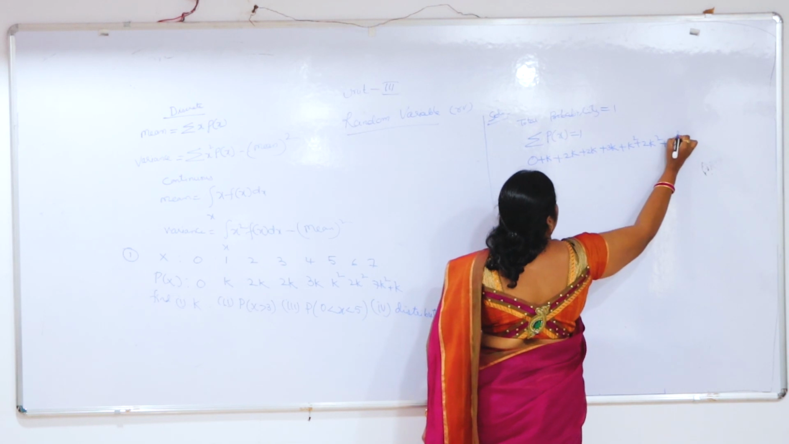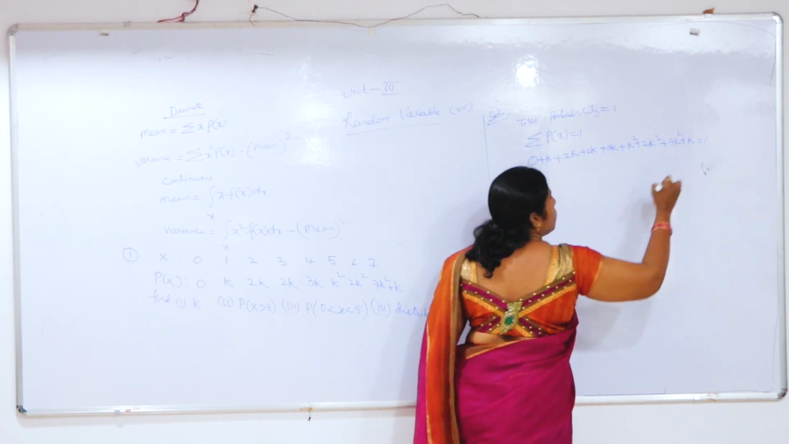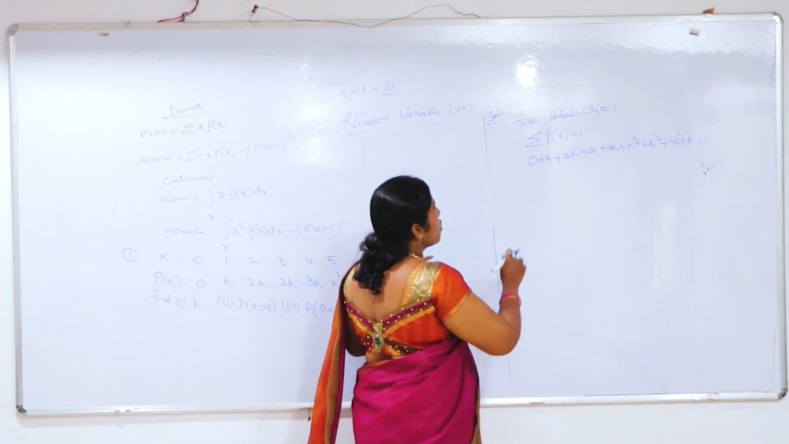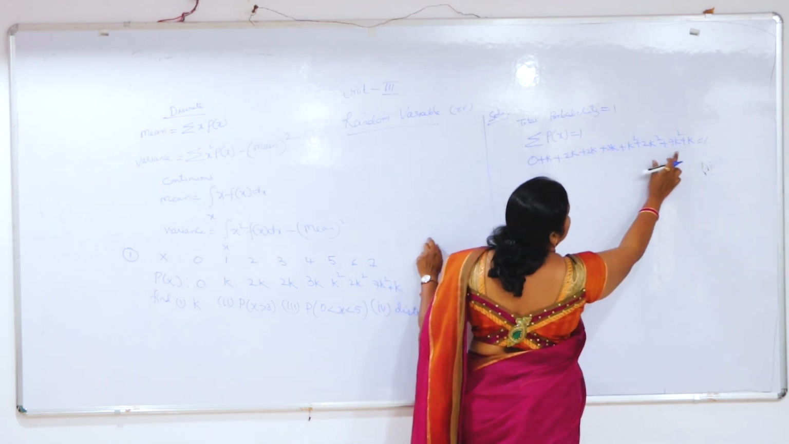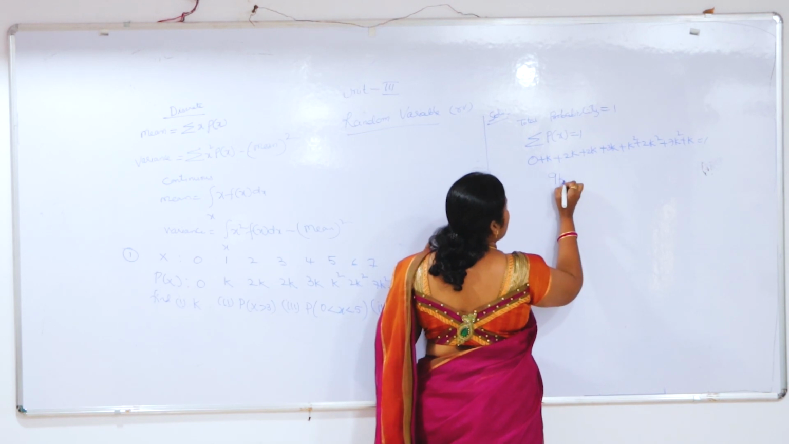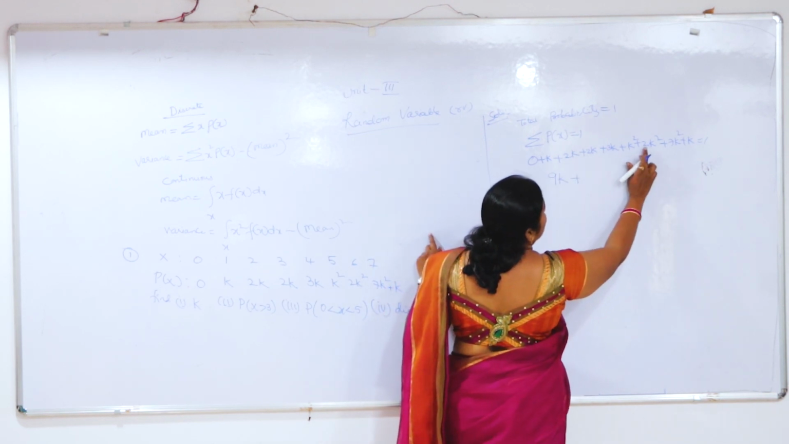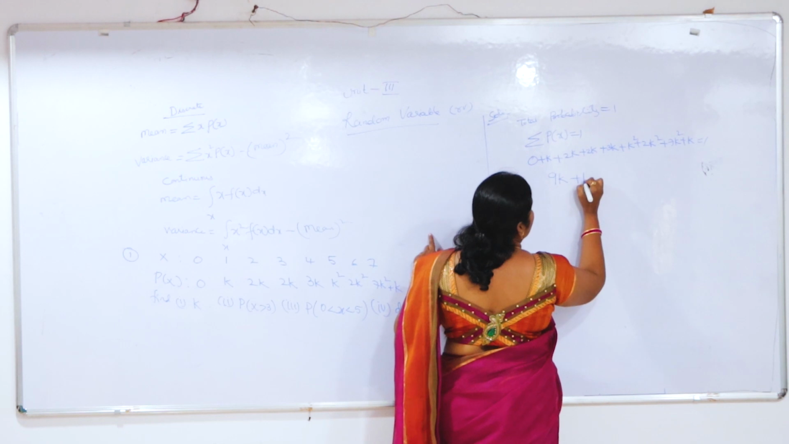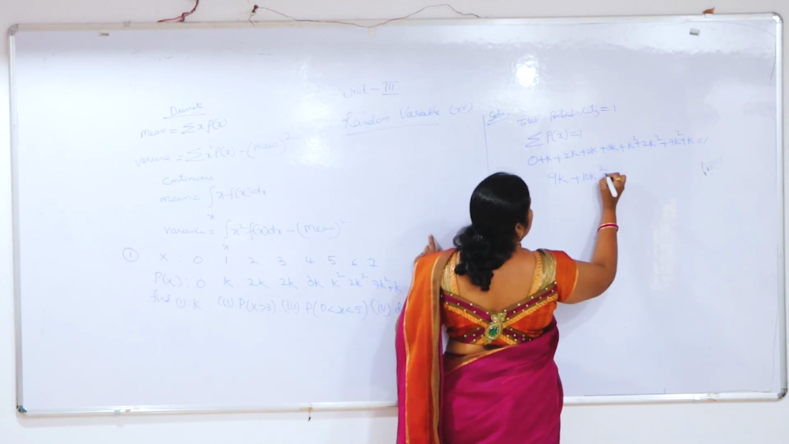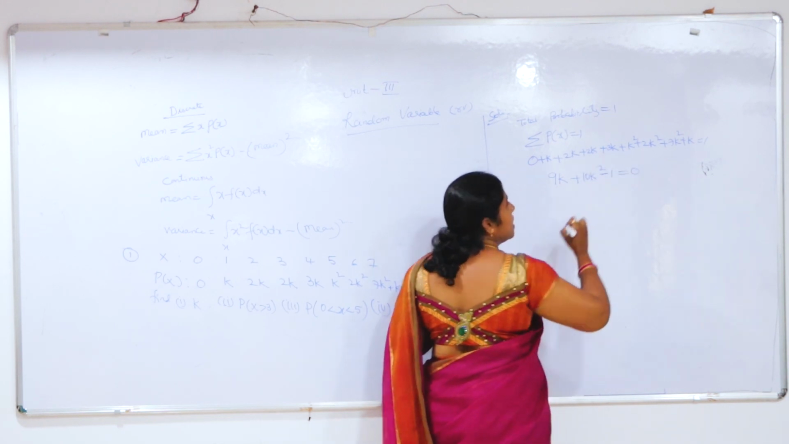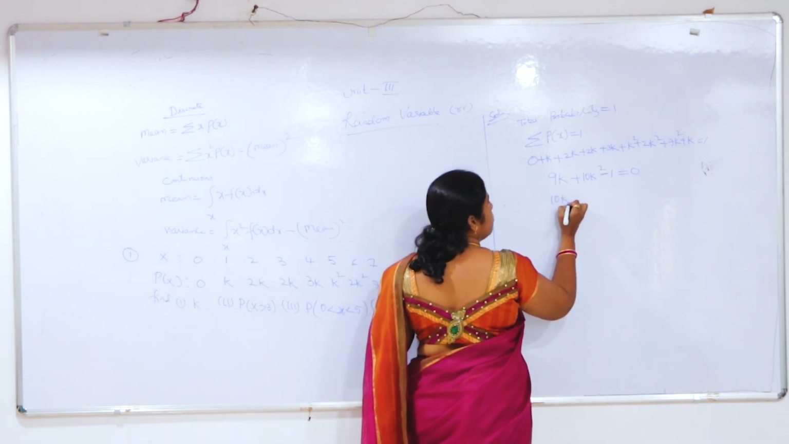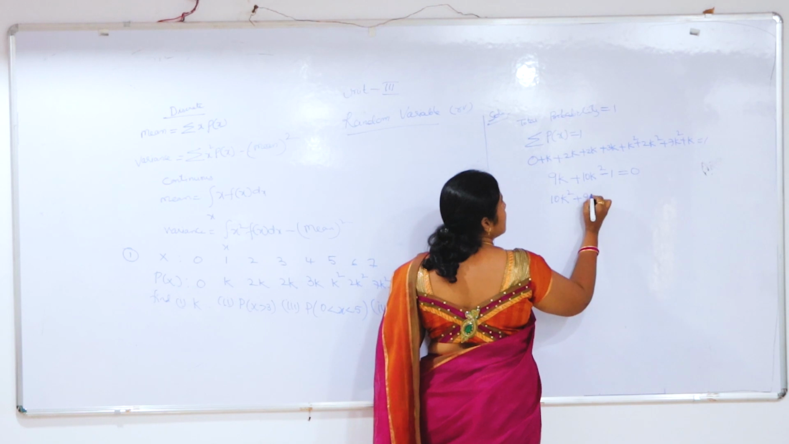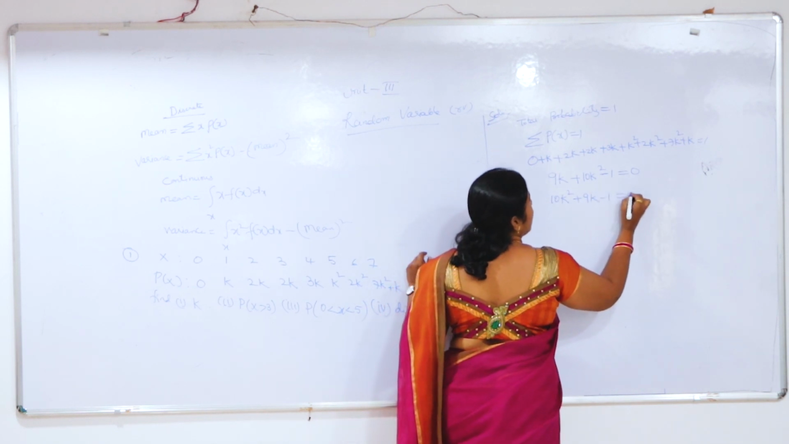7k square plus k equal to 1. You need to add all these values. Okay, so how many k terms? 2, 3, 4, 5, 6, 7, 8, 9. 9k plus k square, 3 plus 7, 10k square, minus 1 equal to 0. It's a quadratic equation. You have to solve your quadratic equation: 10k square plus 9k minus 1 equal to 0.